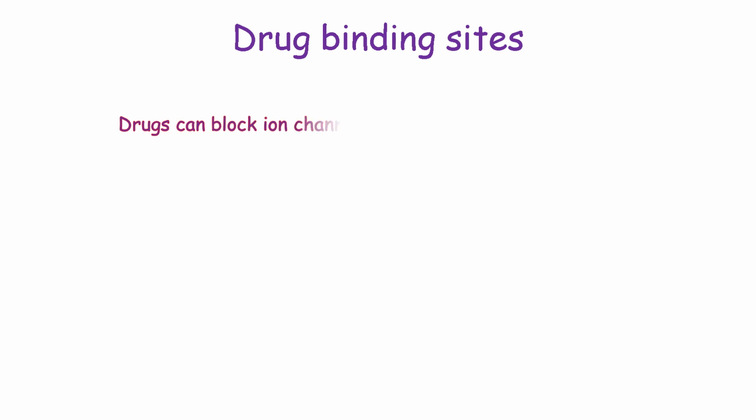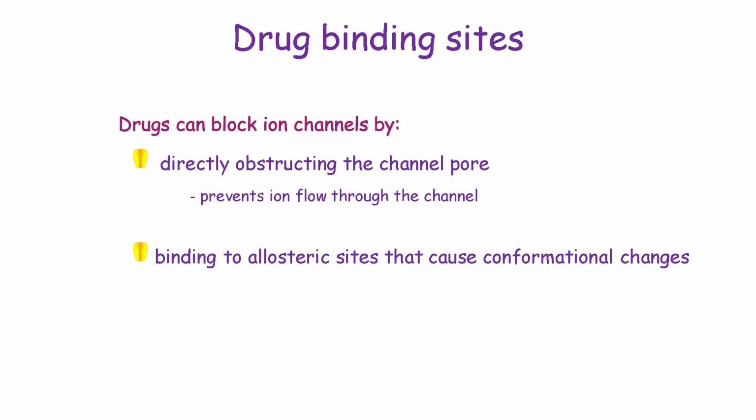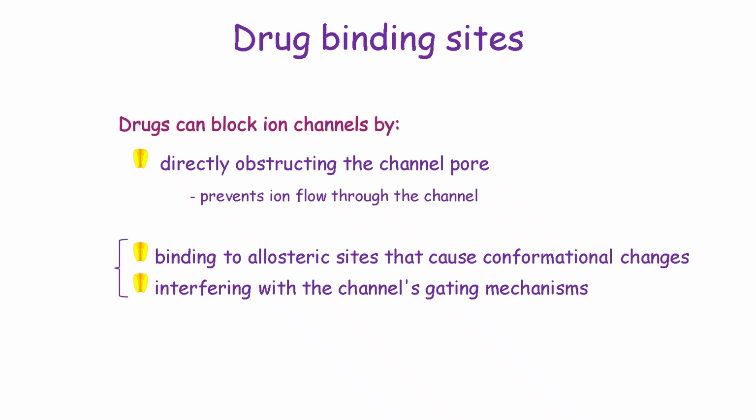Drugs can block ion channels by interacting with them when they are in any one of these three states. They can directly obstruct the channel pore, preventing ion flow through the channel. Some drugs bind to allosteric sites that cause conformational changes affecting the channel's ability to open or close. Other drugs interact with the channel's gating mechanisms to alter its ability to open and close.